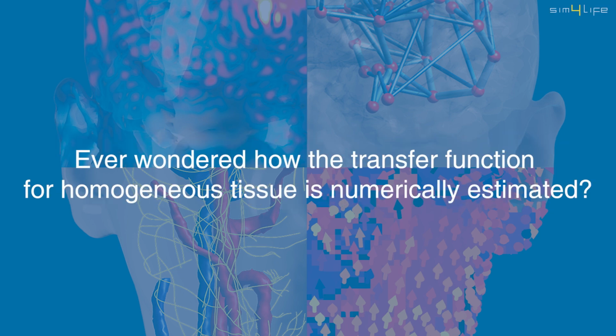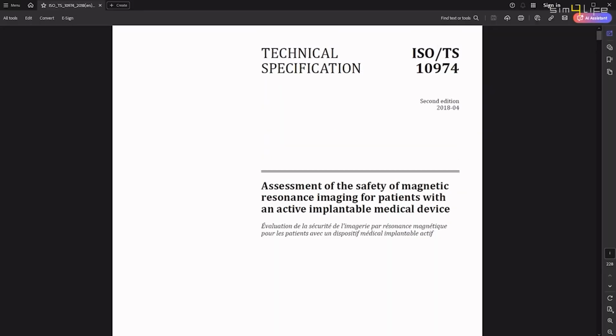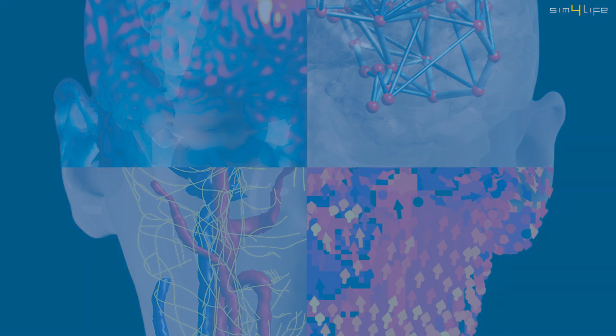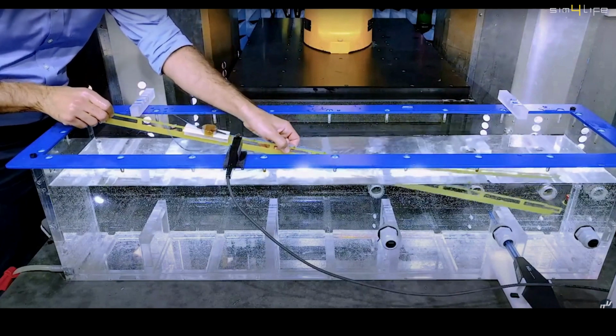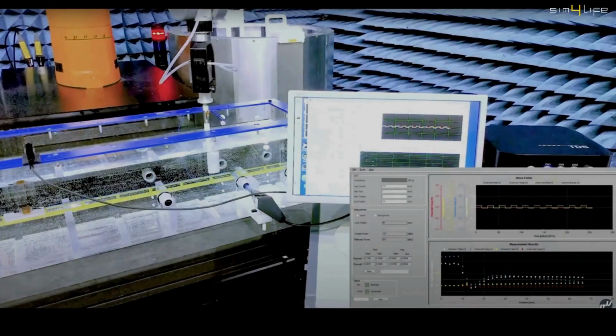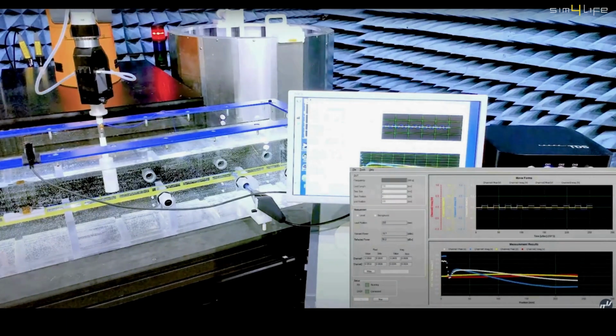Ever wondered how the transfer function for homogeneous tissue is numerically estimated? In the Tier 3 process, as outlined in ISO TS 10974, the transfer function is used to assess the safety of medical implants during MRI. One common approach to derive the transfer function involves applying piecewise excitation along the length of the implant, using a moving source, and measuring the response of the electric field near the implant tip.